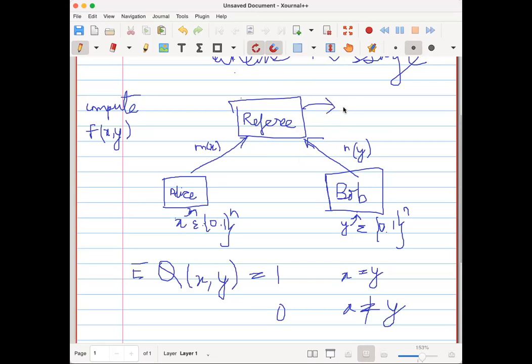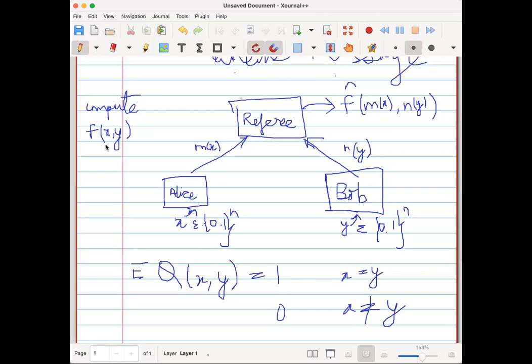So let us say some f hat. So the referee's function I will formalize by f hat. So the referee will output f hat of mx comma ny. And the requirement is that with high probability, if you're talking about randomized computing, this output of the referee f hat should be equal to the correct output f. So this is the model.